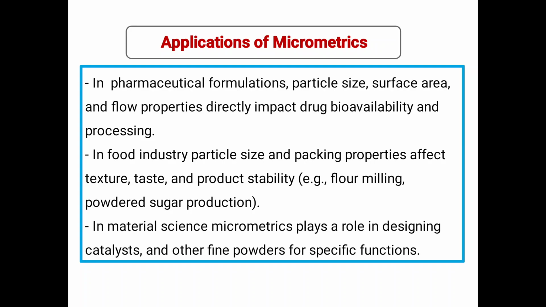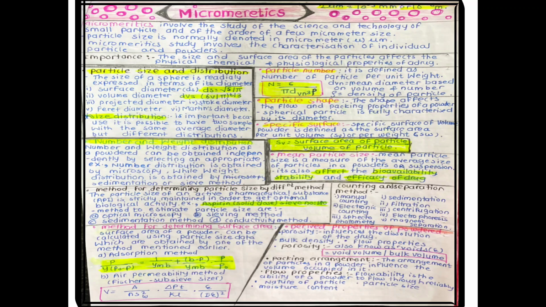In pharmaceutical formulation, particle size, surface area, and flow properties directly impact drug bioavailability and processing. In the food industry, particle size and packing properties affect texture, taste, and product stability. In material science, micromeritics plays a role in designing catalysts and other fine powders for specific functions.